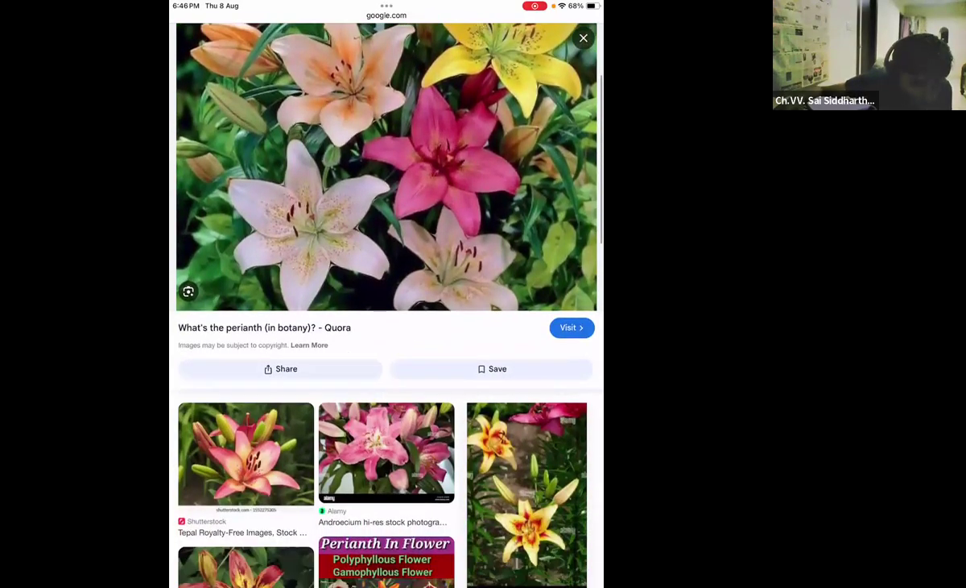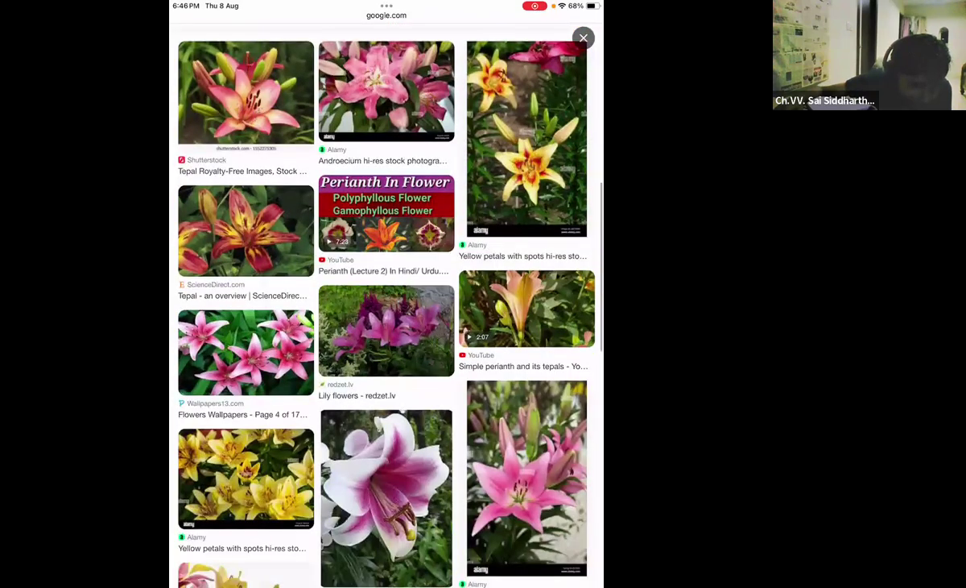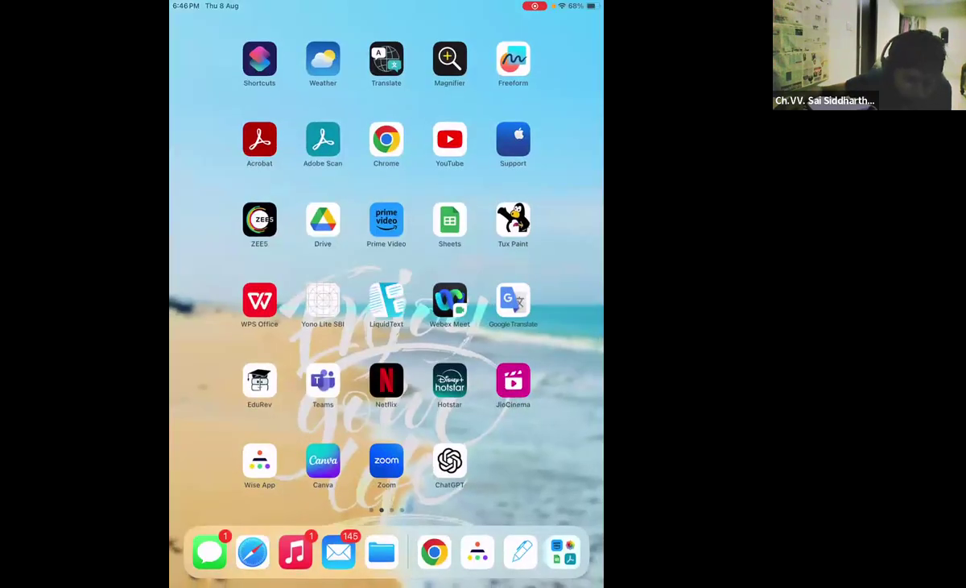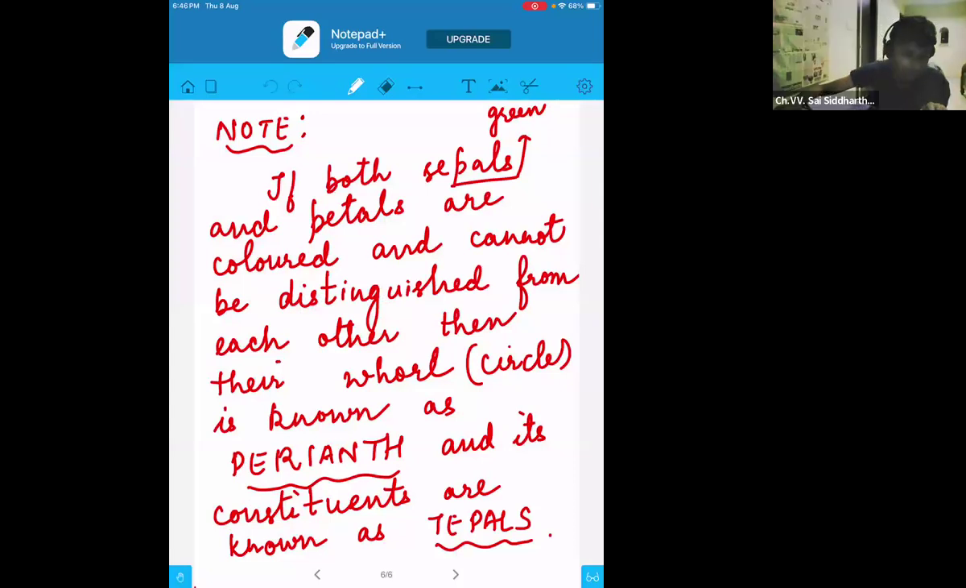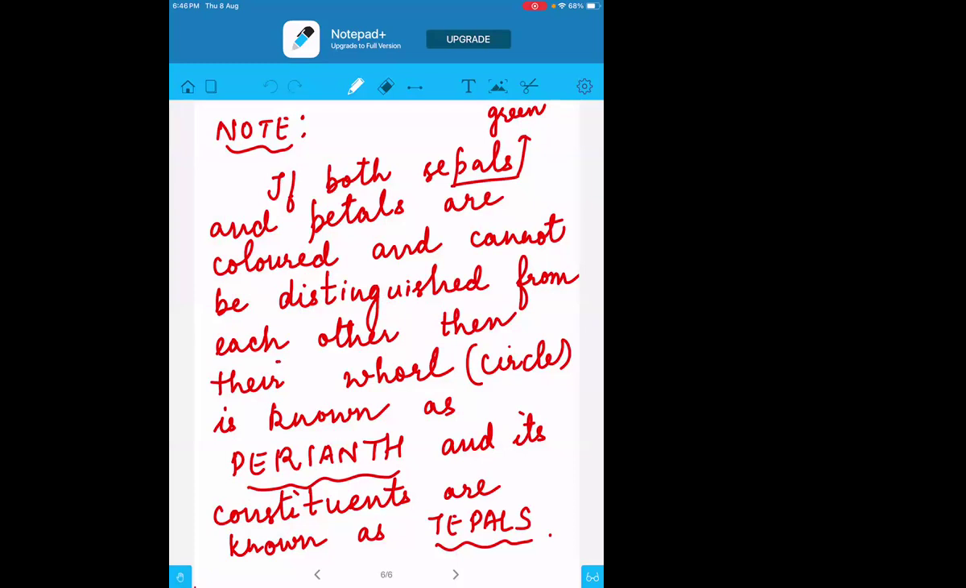Ma'am, what if the flower is green and then you cannot differentiate between the petals and sepals? Actually, we don't have such a condition where the whole structure is green. If the petals are green, then definitely the sepals will be green, but we don't have such a flower where everything is completely green.